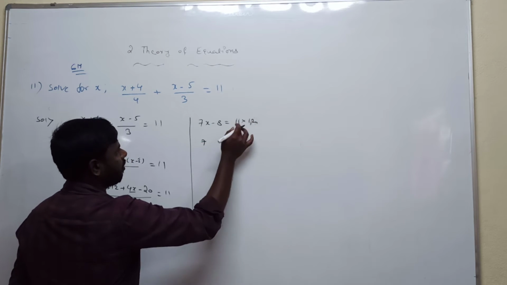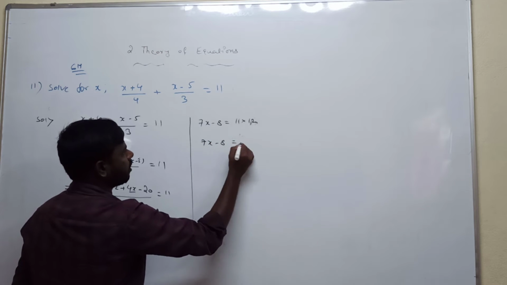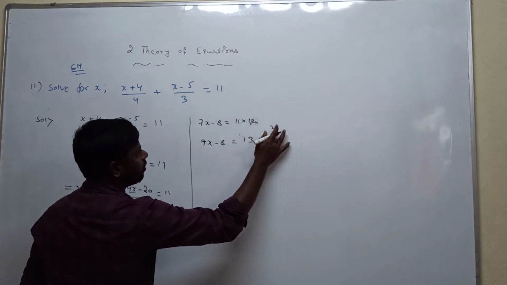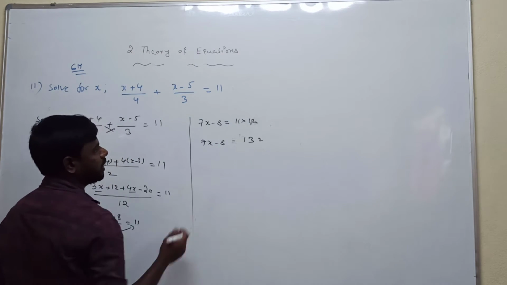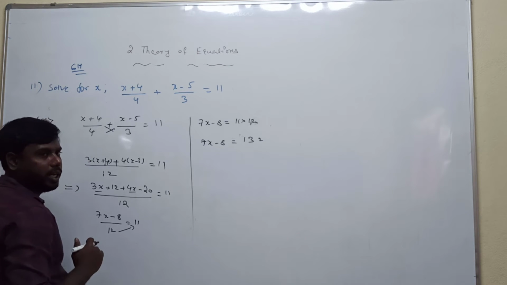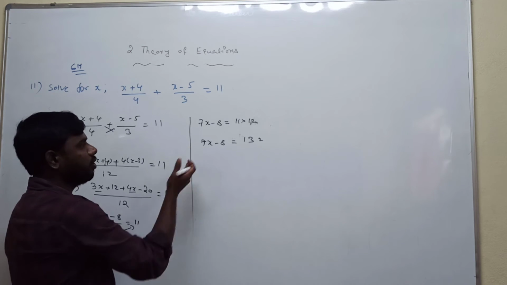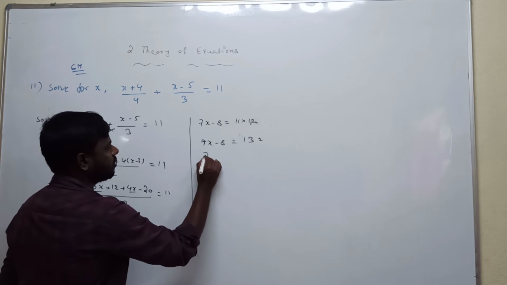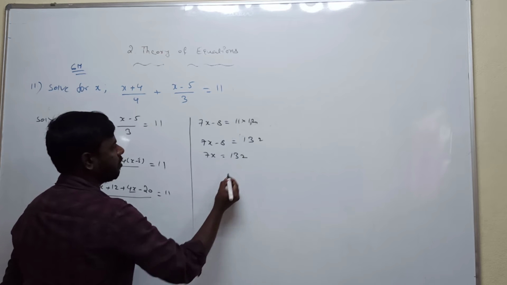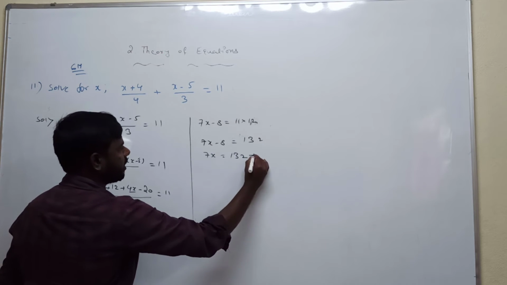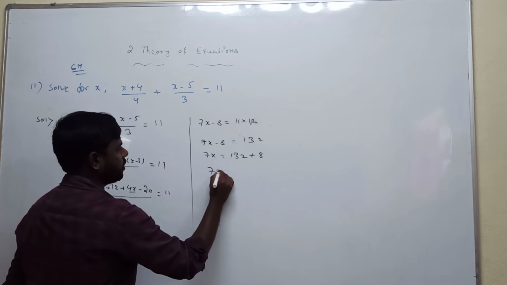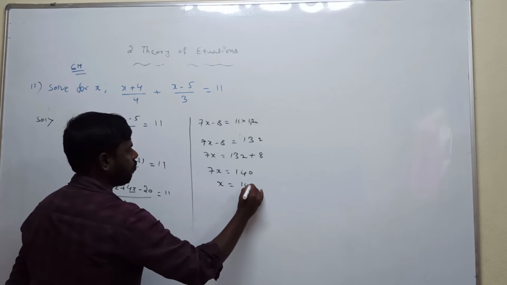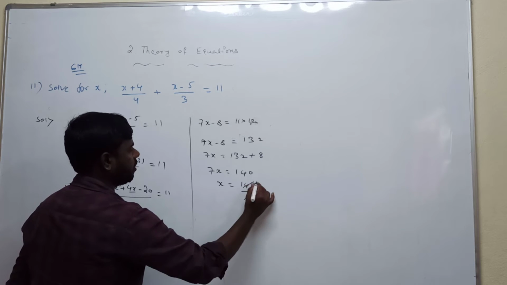So now the product 11 into 12, what is the value? 11 twos are 22. 11 into 1 is 11, plus 2 is 132. So 11 into 12 is 132. The x term we take to one side, the constant to the other side. The left side has only x, the right hand side has no x, so take it to that side. 7x is equal to the right hand side constant 132, as it is. Minus 8 take to the plus side. 7x is equal to 132 plus 8, which is 140. So 7 goes to the denominator, 140 divided by 7, 7 twos are 14, so 20.